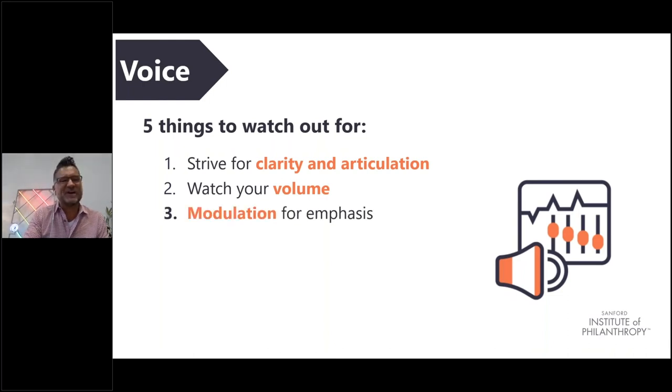Okay, so just watching our volume. Modulation for emphasis. So again, changing your tone from high to low to emphasize certain points that you're trying to get across in your communication or in your presentation. Your rhythm, your cadence. Sometimes you might be quick in your delivery of information because you're mindful of the limited amount of time that you have. But if you're too fast, your motivation might be, okay, I've got limited time, I've got to cut to the chase, but that can also be perceived as being nervous.